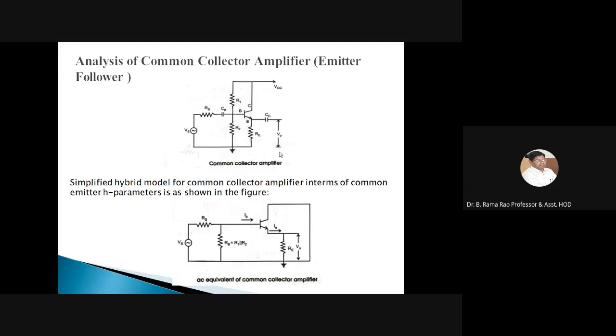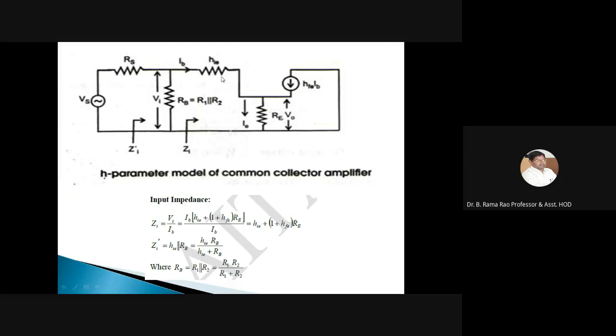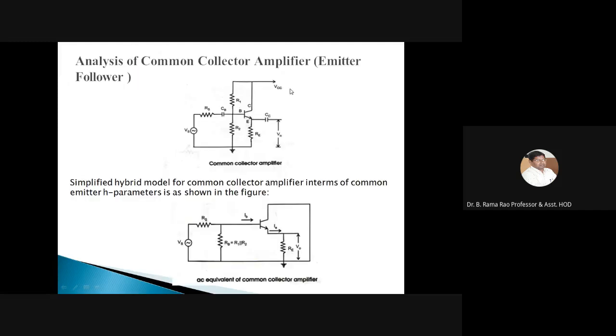Next we replace the transistor with its equivalent hybrid model. This is the equivalent hybrid model. This is HIE, and of course we have directly drawn the approximation model. While drawing the exact model, we would have the four parameters HRE, HIE, HOE, and HFE.